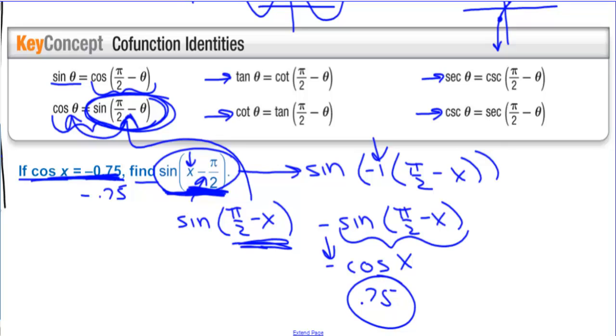Now that seemed like I was jumping all over the place, but really all we did was we factored out a negative 1 out of the inside of that, and because sine is odd, that negative can bounce out front. Then we replace this with cosine and then use the value. So mainly we just factored a negative 1 out and used the properties.